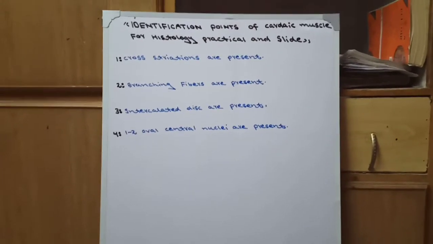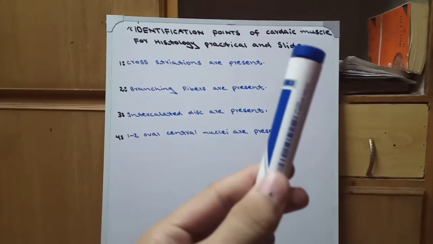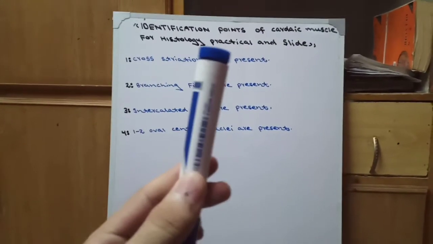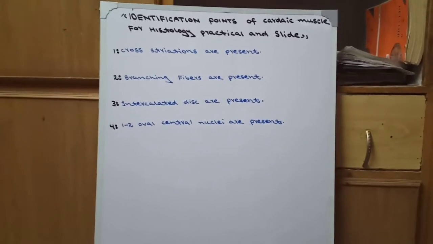Today our topic is related to histology, identification points of cardiac muscle for histology, practical and slide. There are four identification points of cardiac muscle.